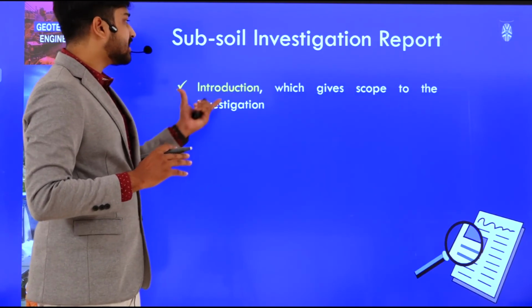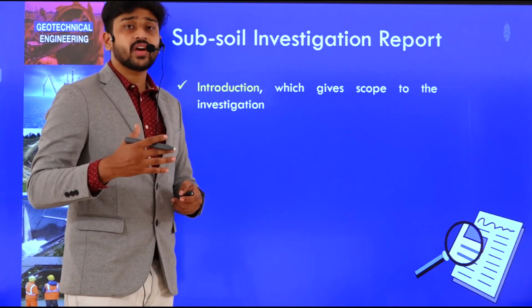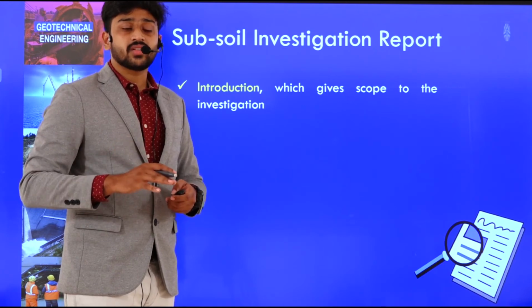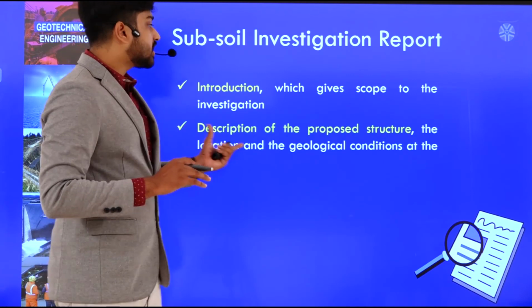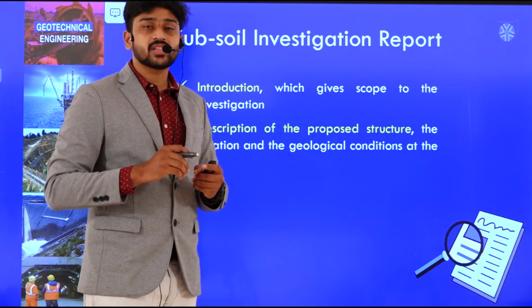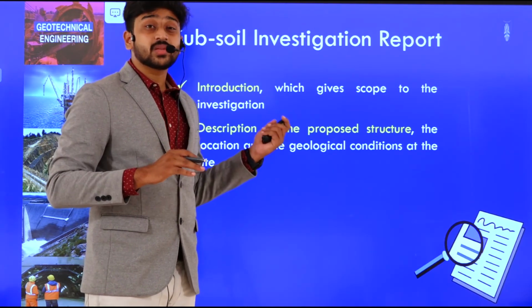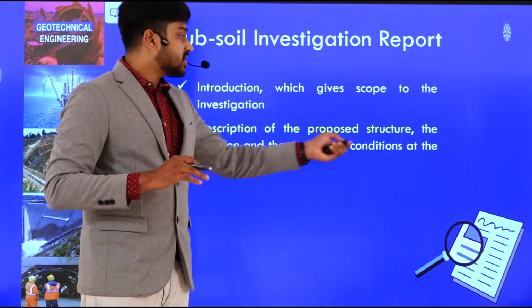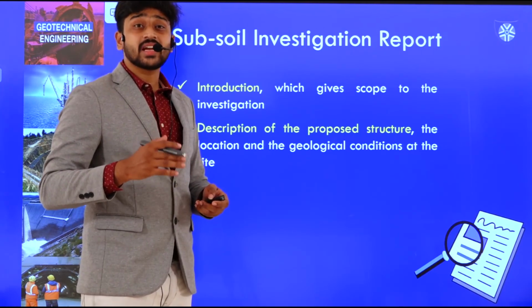The first one is the introduction. It gives the scope of the investigation, that is, why we need to carry out this soil investigation at that particular site. We need to give the details of the particular site, and a description of the proposed structure. If I am constructing a structure at this location, I need to give a description of that structure, as well as the location and the geological conditions at the site.